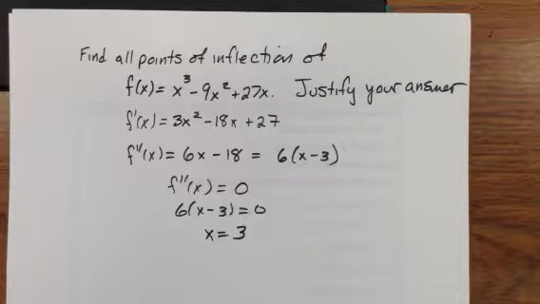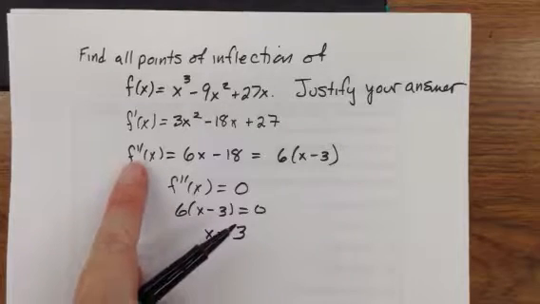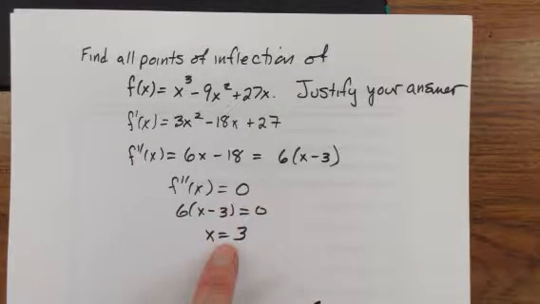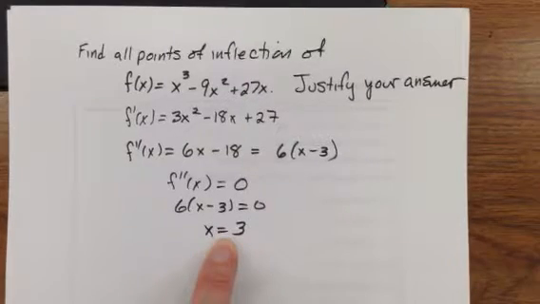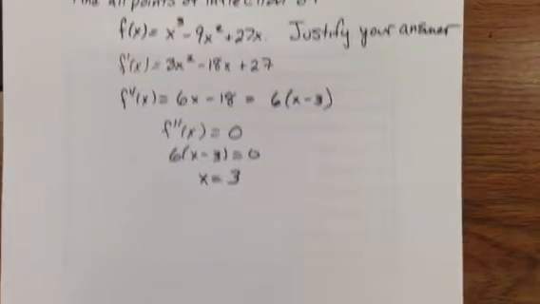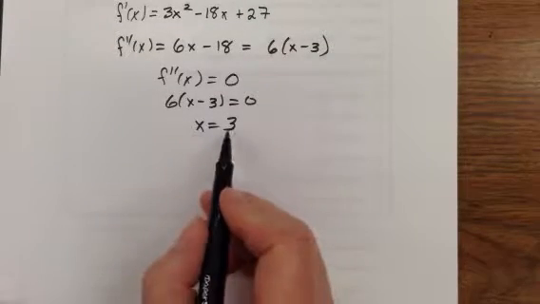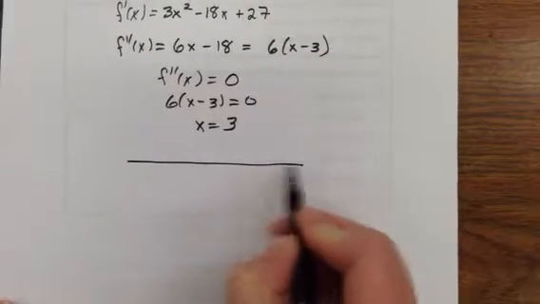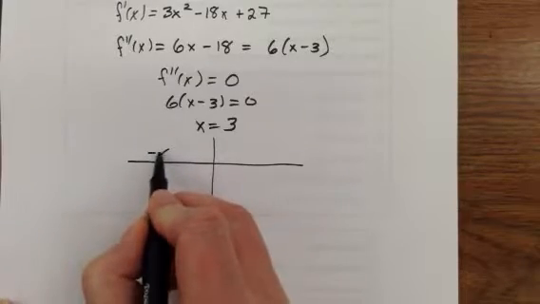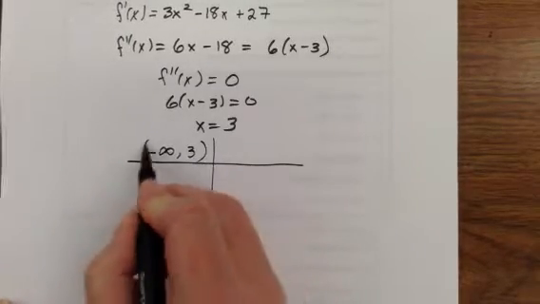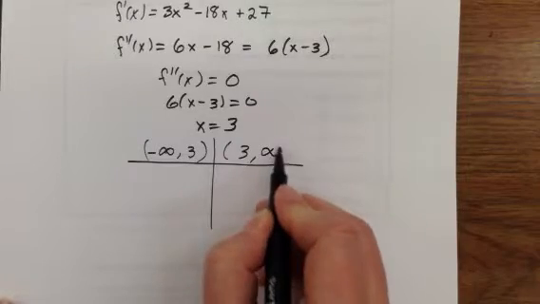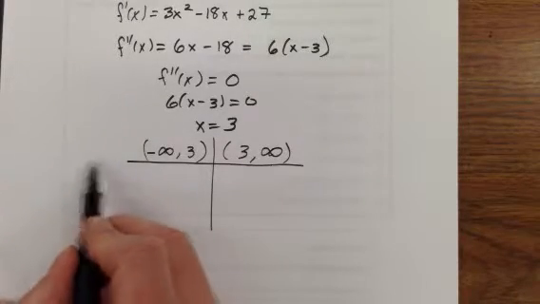You have in no way justified anything at this point in time. The second derivative equaling 0 gives us only potential points of inflection. This is not a justified point of inflection at this point. We don't know if the second derivative changed sign. So we are going to show that by making a table. I'm going to slide that up. I'm going to use 3 as my only potential point of inflection, or the only potential place where I might change concavity. So those are your intervals.